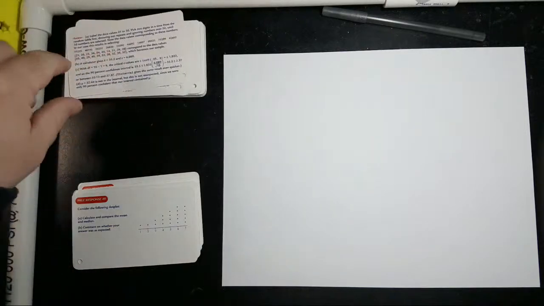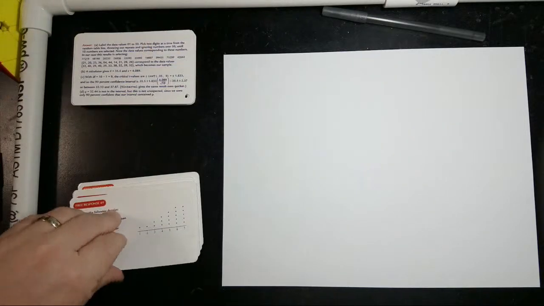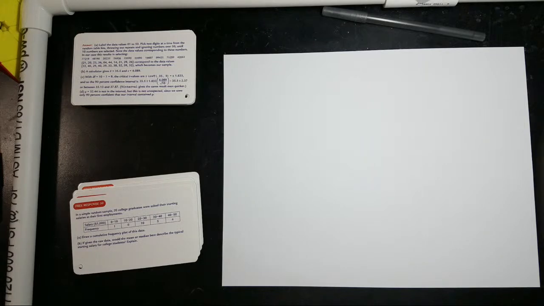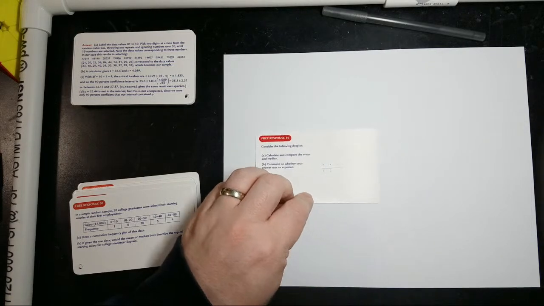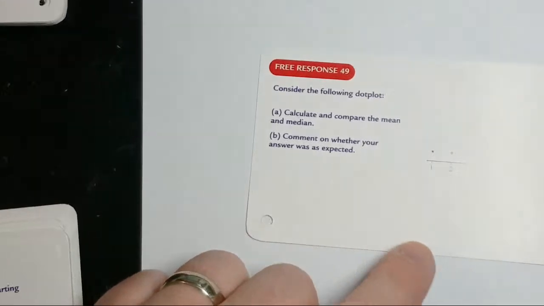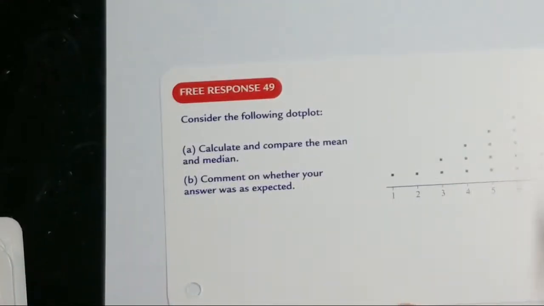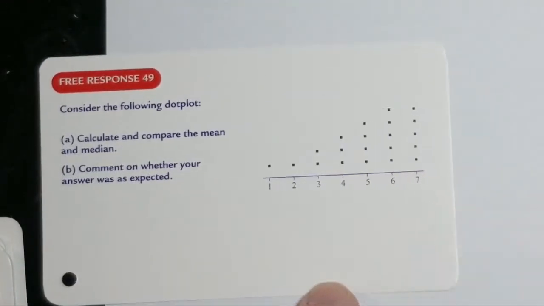I don't want to do that one. Let's start with something like this. Start with something very basic, simple. Zoom in on that. And then we'll see what other problems can kind of come our way. There we go. Here's the problem we got. Consider the following dot plot. Calculate and compare the mean and median.